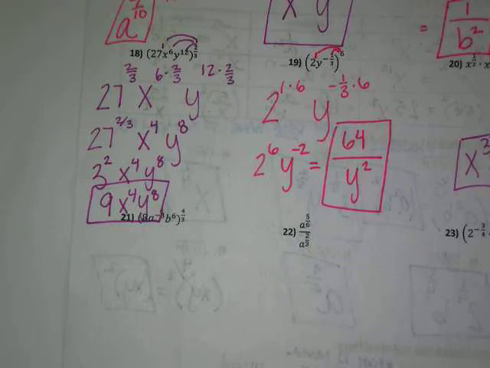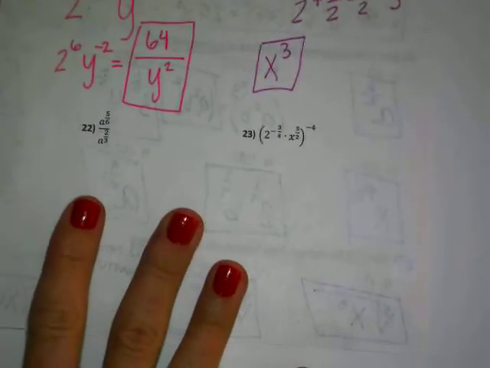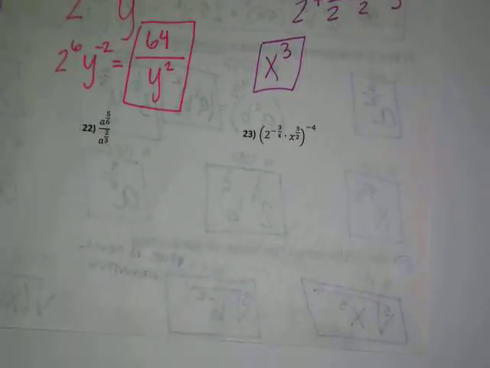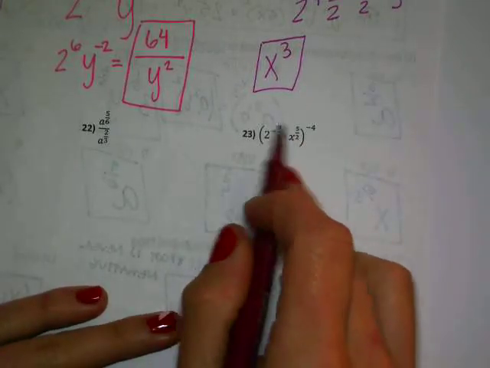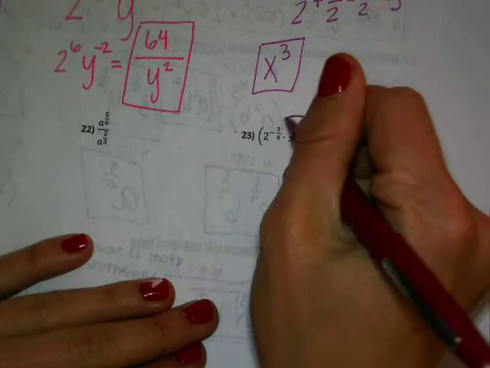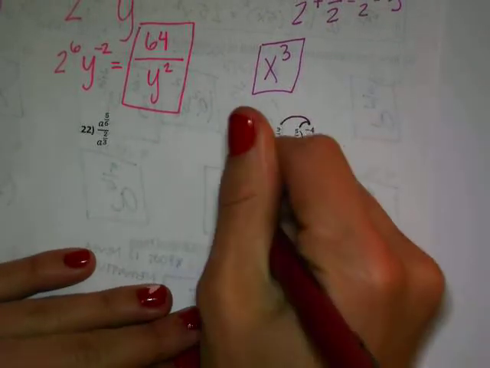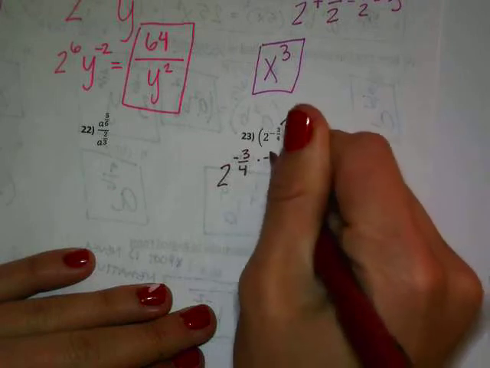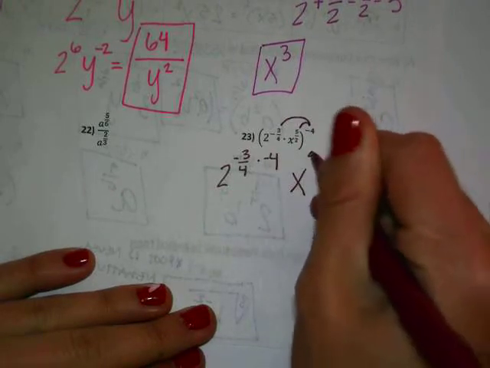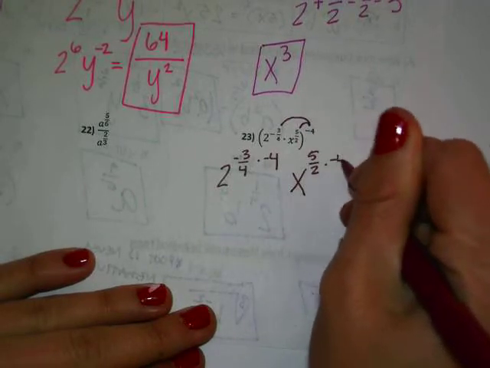Can you do number 23? Yes, I can. All right, 23. First of all, let's distribute my -4 into here. So these are both my exponents, right? So I'm going to multiply -4 times that and that. 2 to the -3 times -4, and then x to the 5 times -4.